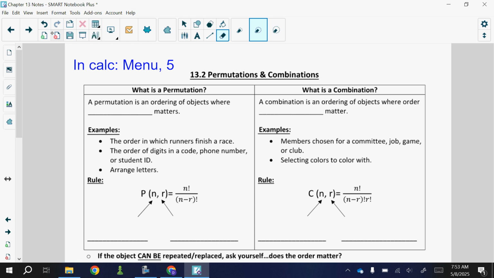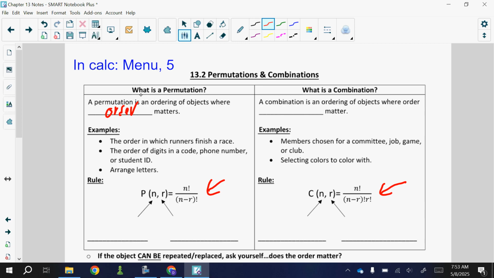Permutations and combinations are very similar. When you look at these two equations, they are very similar yet different. And there's one key thing that will change the situation from being a permutation versus a combination, and that key thing is ordering. So a permutation is an ordering or an arrangement of objects where order matters.